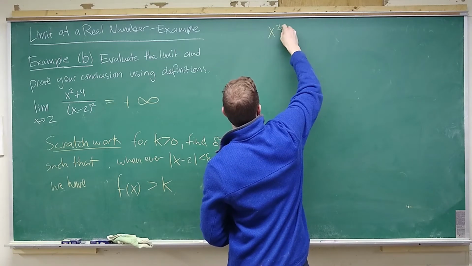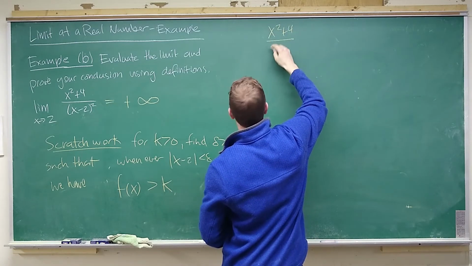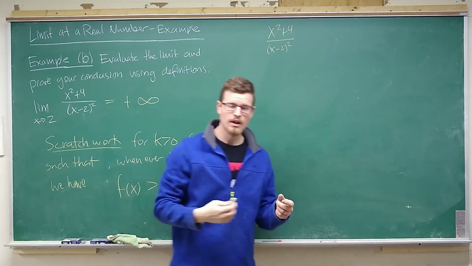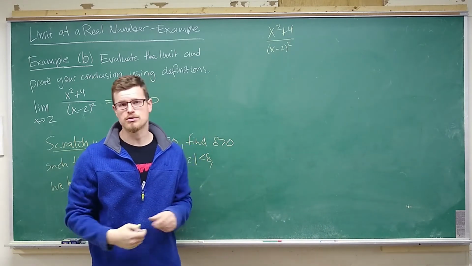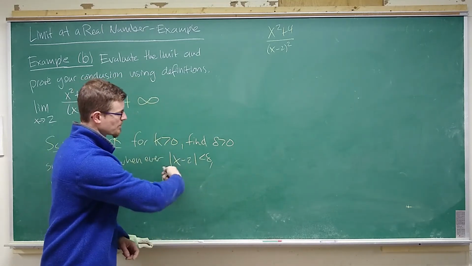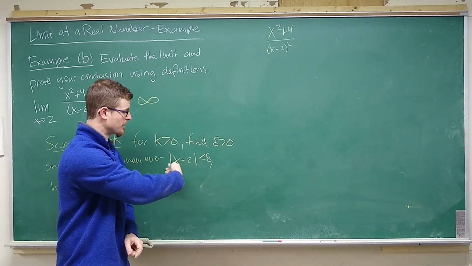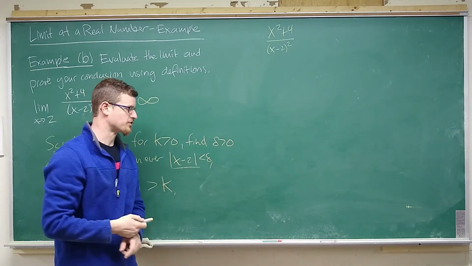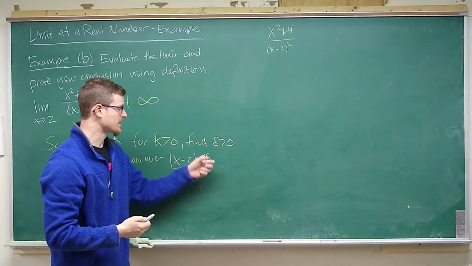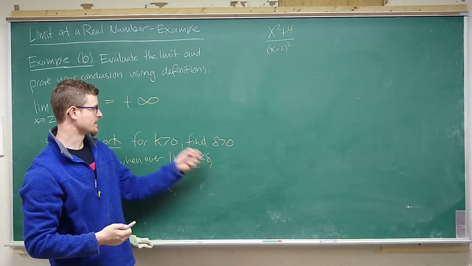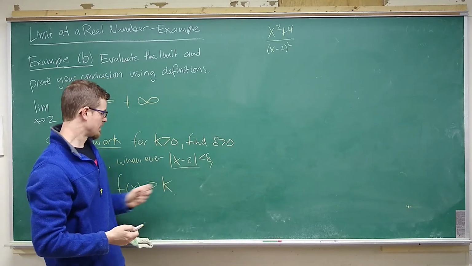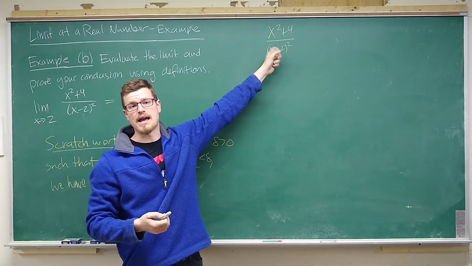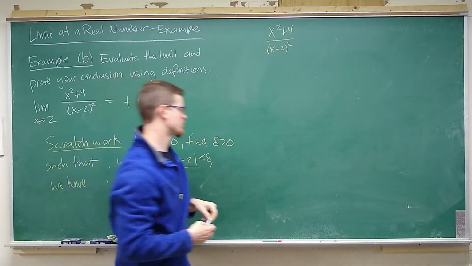So I'm going to take my x squared plus 4 divided by x minus 2 quantity squared, and I want to write it in terms of the absolute value of x minus 2, because I'm working within some delta window of 2. I have this expression, the absolute value of x minus 2 is less than delta. And I want to find the delta in terms of k to give me this inequality. So I need to have this written in terms of the absolute value of x minus 2.